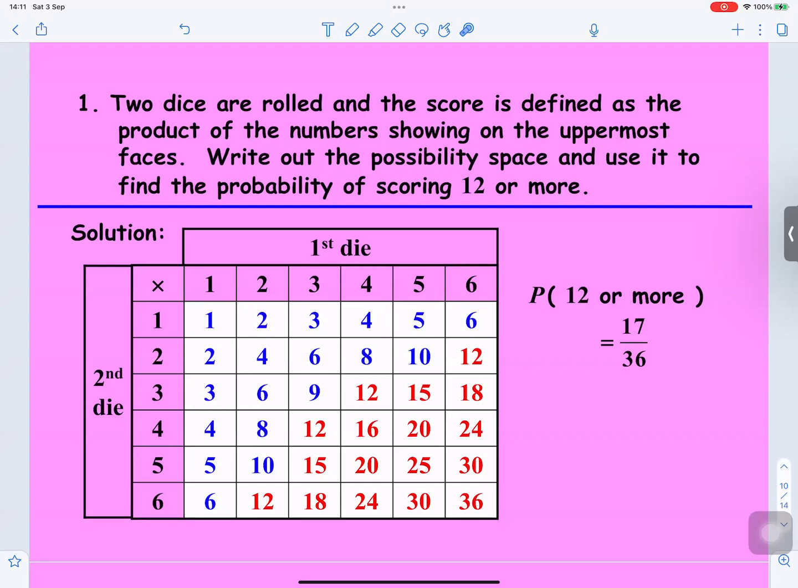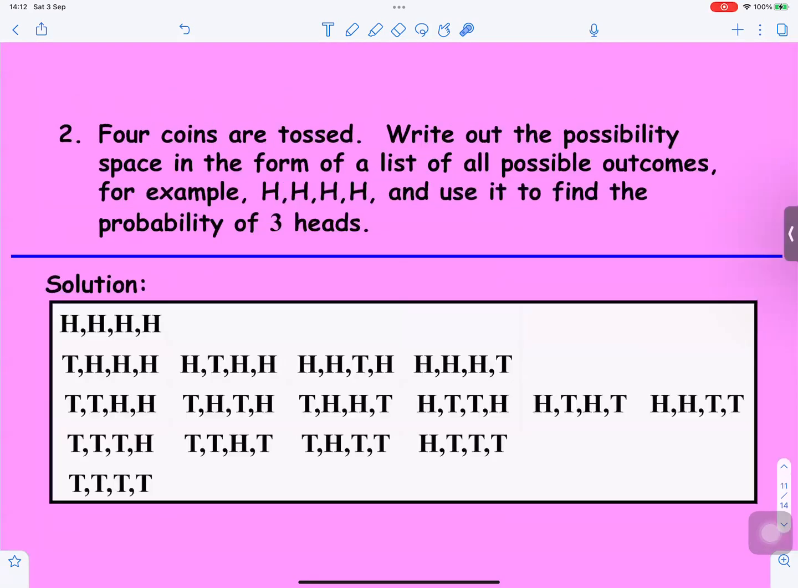Here's the answer for question 1. The probability of 12 or more is 17 out of 36. You count them 1, 2, 3, 4, 5, 6, all the ones in red, 17 of them out of 36. If you got that right, that means you're understanding the work properly.